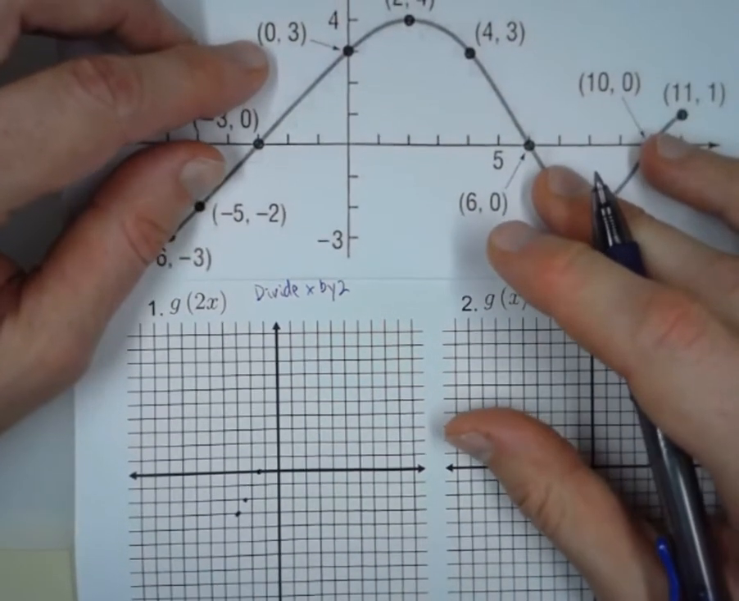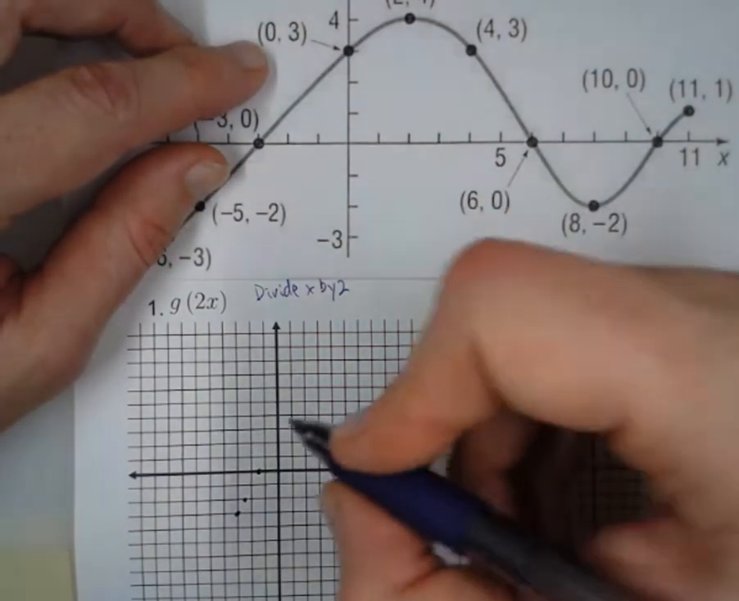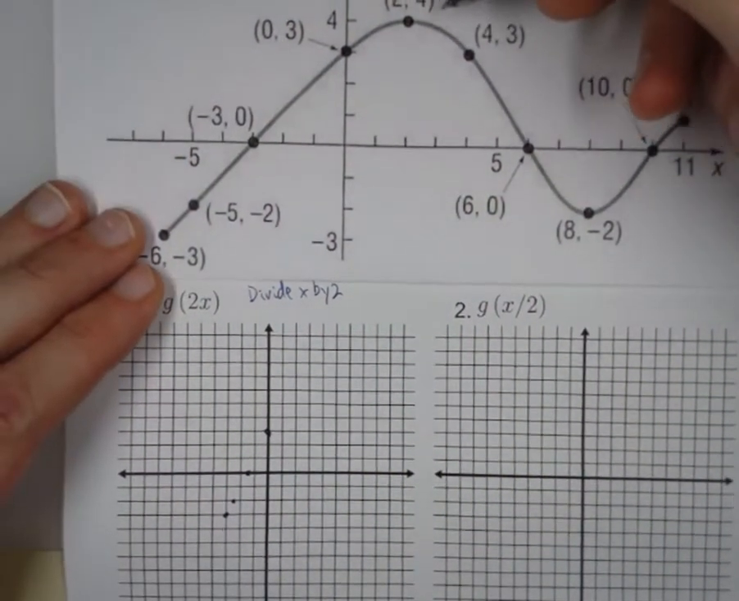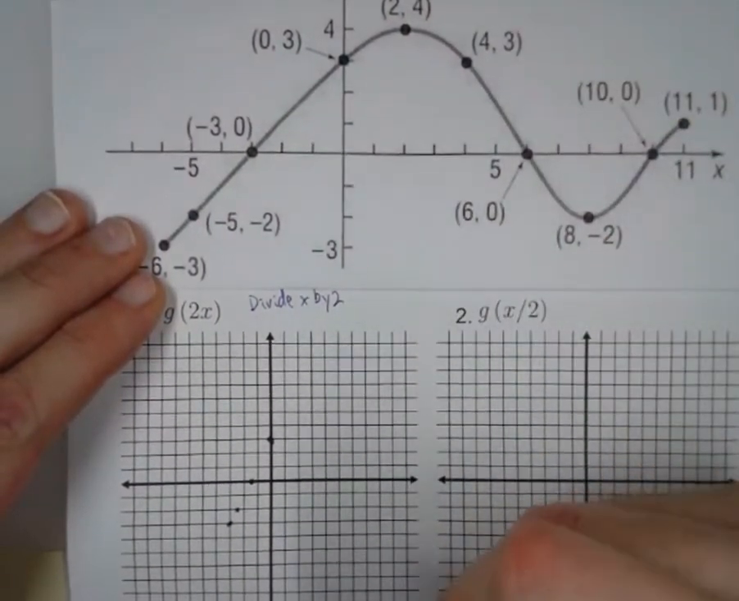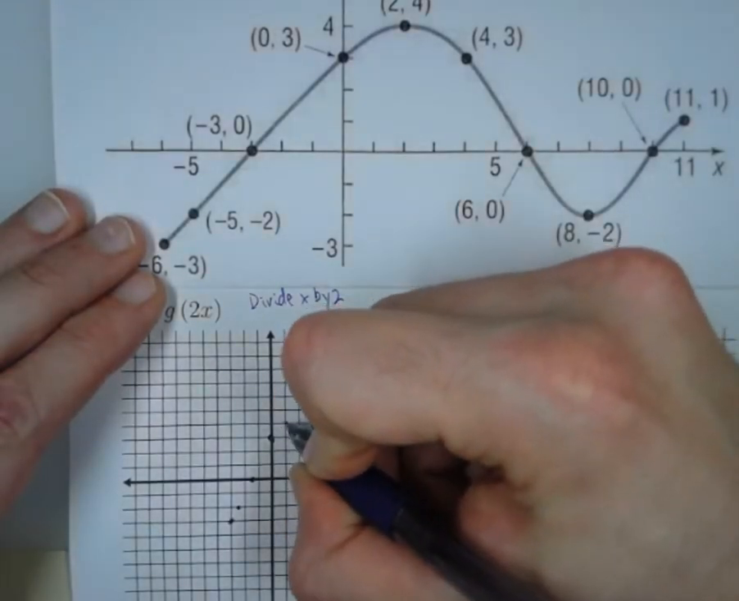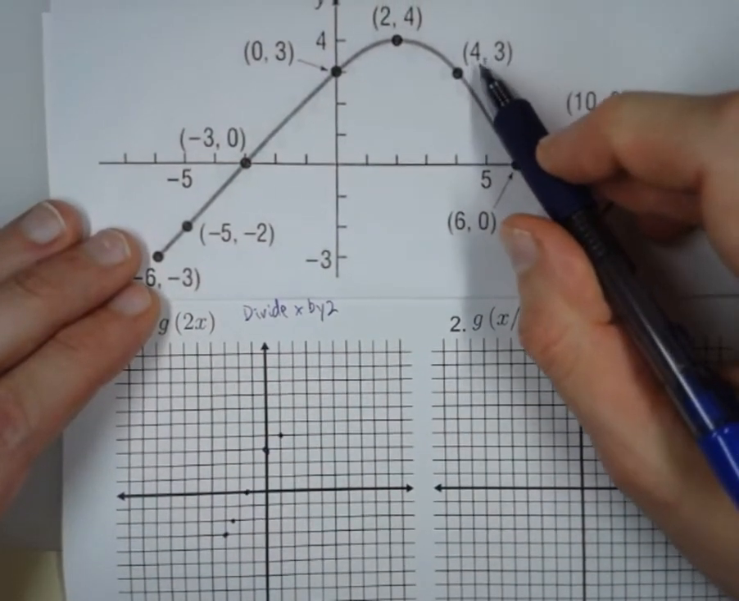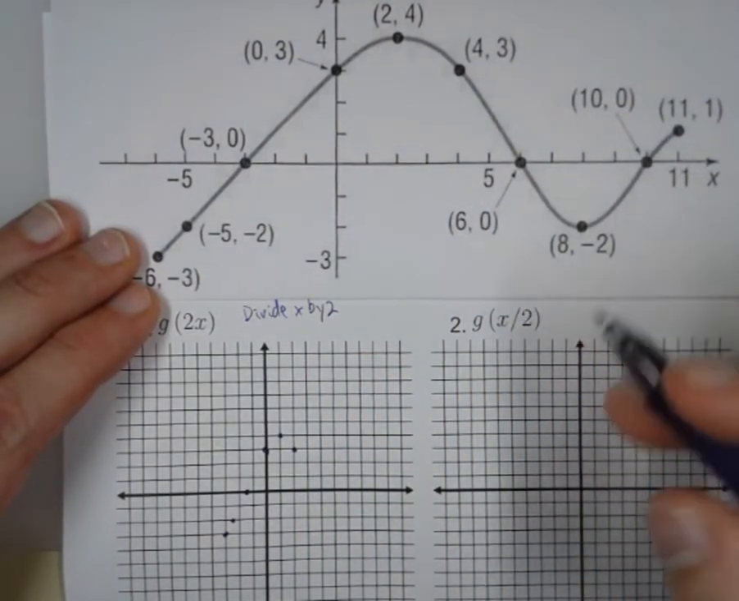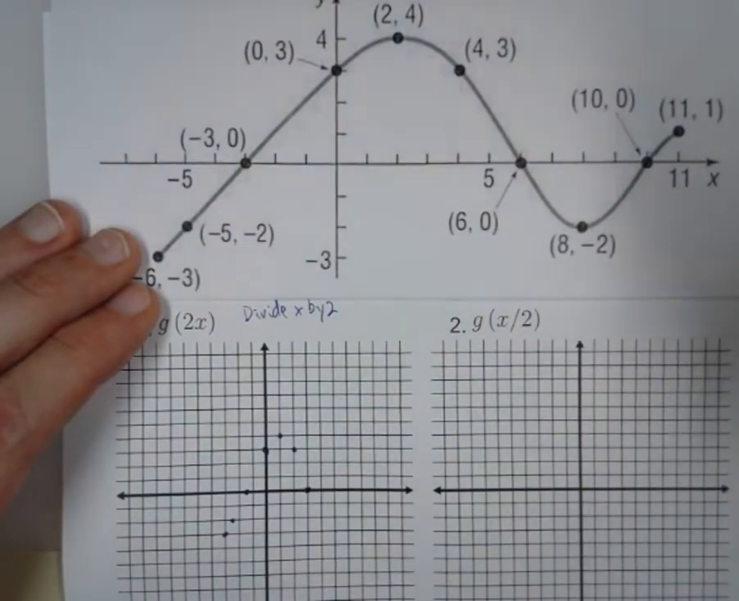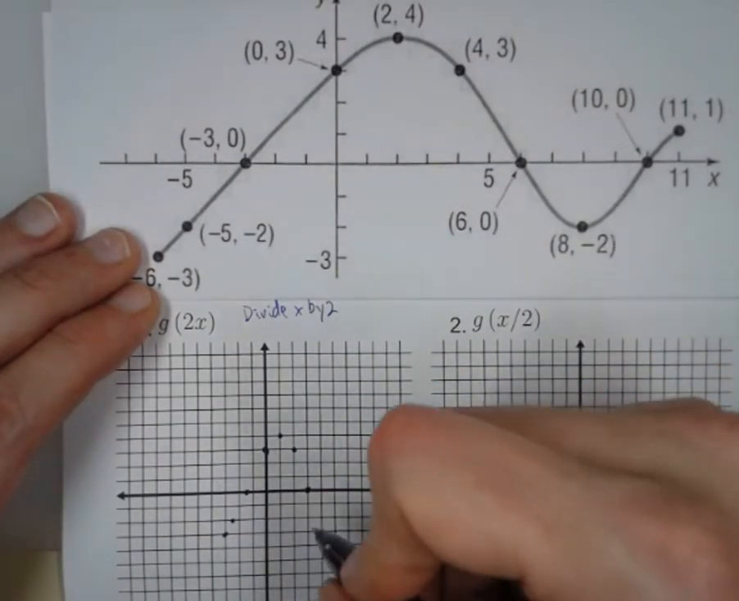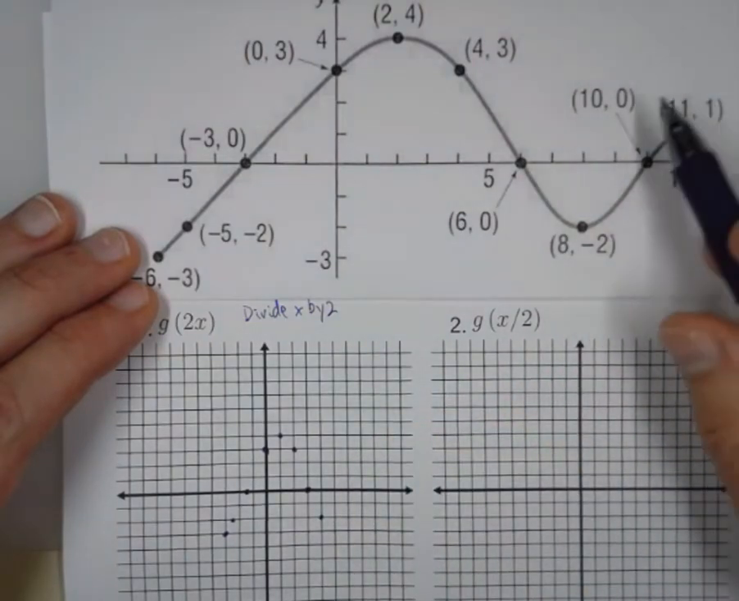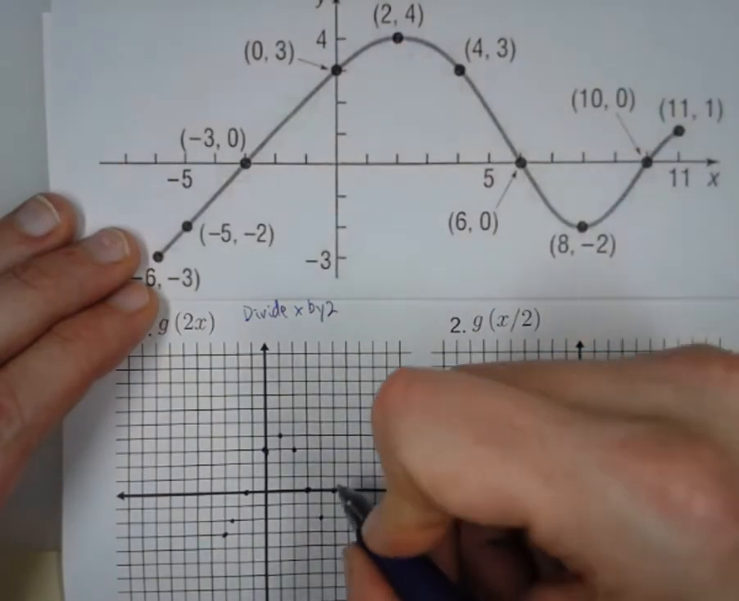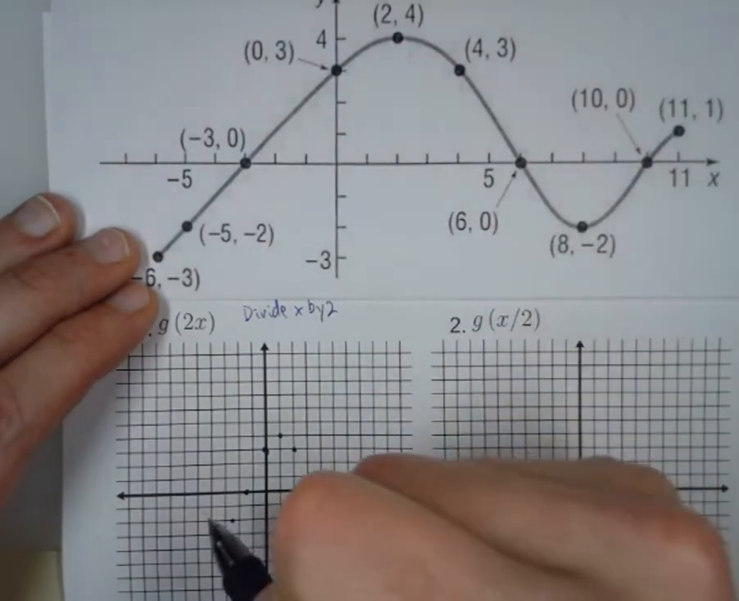0, 3, if I divide that by 2, well, 0 divided by 2 is still 0, so that point doesn't change. Next point up here is 2, 4, so that's going to become 1, 4. 4, 3, when I divide that by 2, becomes 2, 3. 6, 0 becomes 3, 0. 8, -2 is 4, -2. 10, 0 is going to become 5, 0. And then 11, 1 is going to be 5.5, 1.